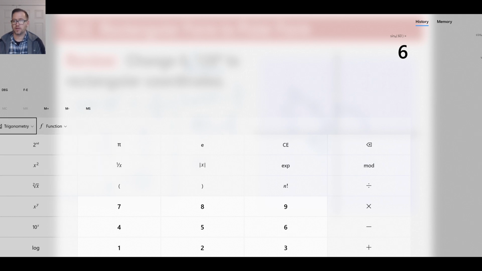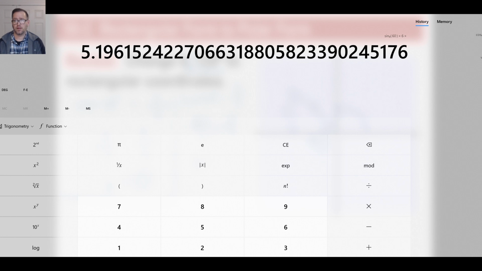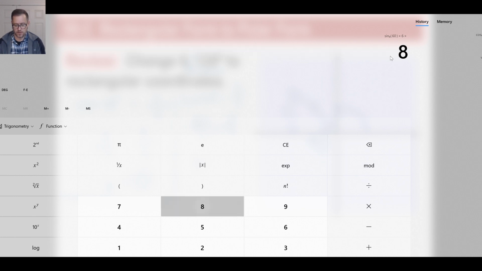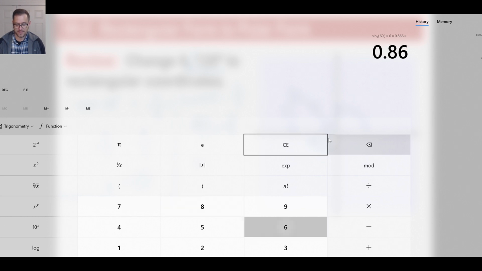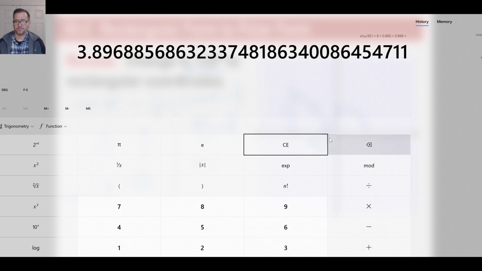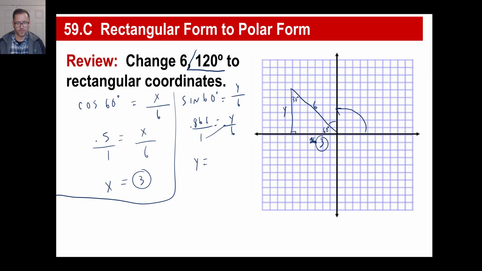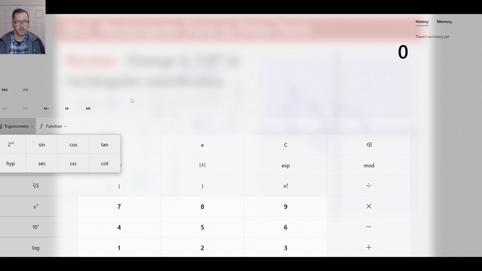Oops, I shouldn't have done that. Okay, 6 times, let me just try that, make sure I got that right. 0.866 times, let me clear this all out. Obviously this is not all cleared out. All right, let me get that back on here. Okay, let's go over to trig here. Don't need that yet. Okay, here we go.